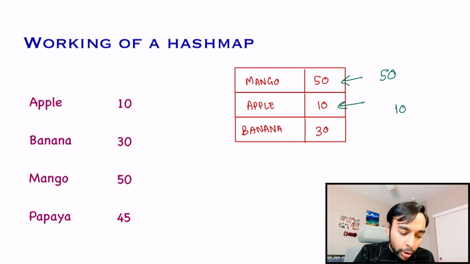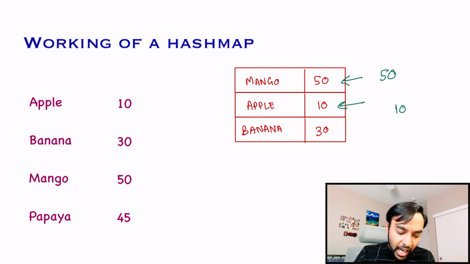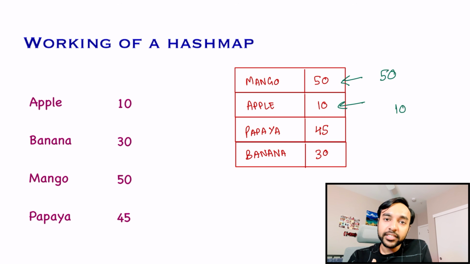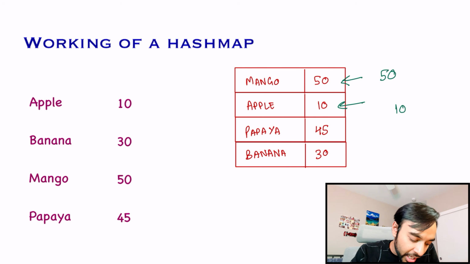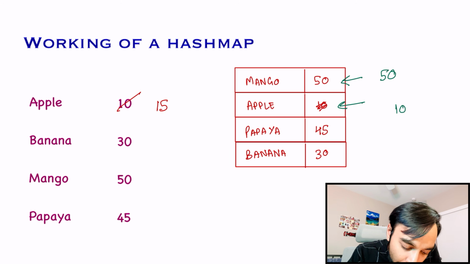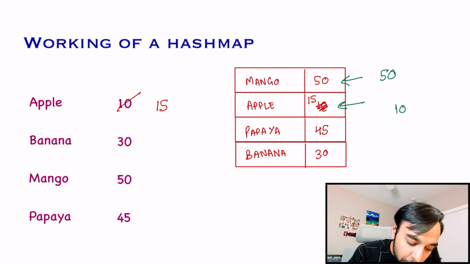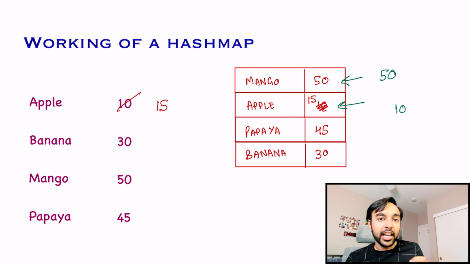Now let us say I want to add more values. Let me try to add papaya. If I try to add papaya, it can go anywhere in your hash map. Your hash map can start to look like this. Now let us say you want to update some values. You say that, okay, the price of apple has now changed and the new price of apple is 15. You will call an update operation on your hash map and then the value of apple will be immediately updated to 15. If you try to query now that, hey, what is the price of apple? You will get 15 as your output, correct?